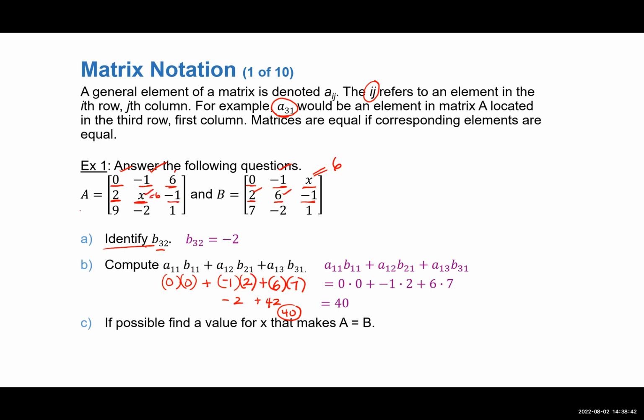This is this. However, in this bottom row, the 9 and the 7 are in the same corresponding positions, but they don't equal each other. So these matrices will actually never be equivalent. Because the 9 and the 7 don't match, they will not be the same. So we can make X equal 6, and that's cool, but the matrices will still not be the same because they have a different number in the same spot.